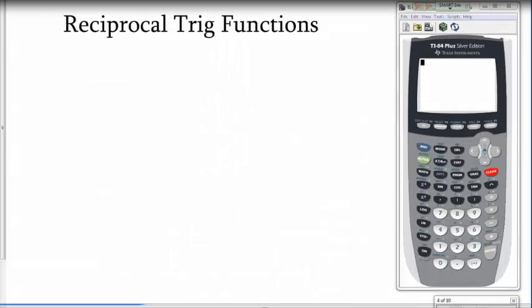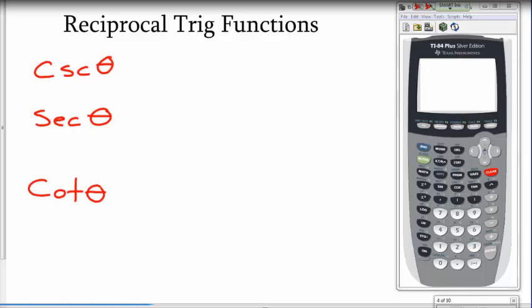Okay, so here we have reciprocal trig functions. Our reciprocal trig functions have very specific names. We have the cosecant of theta, the secant of theta, and the cotangent of theta. And just as the name infers, these trig functions are reciprocals of the functions that we had before.